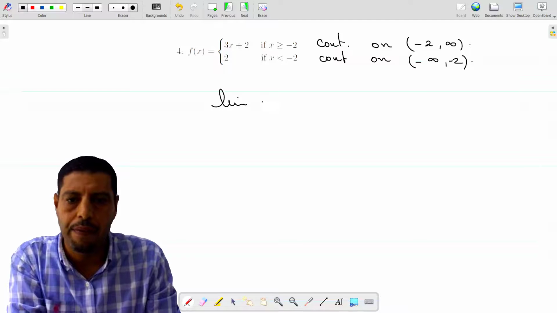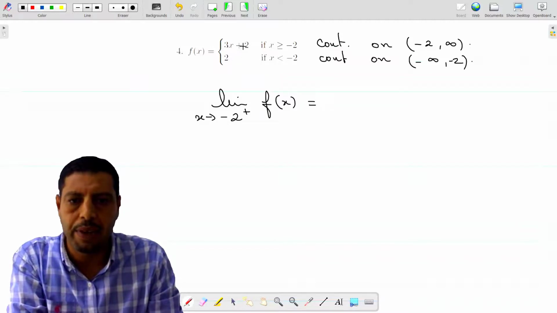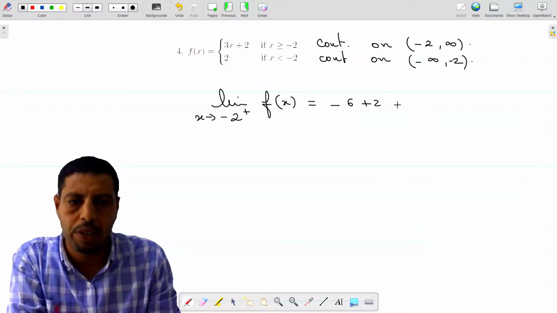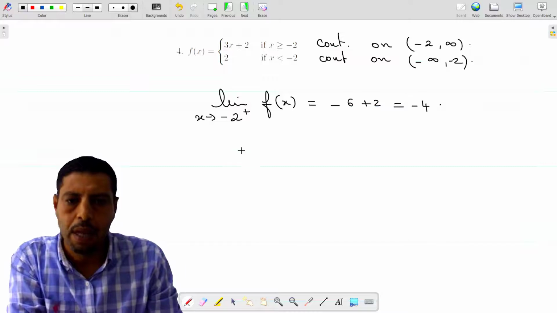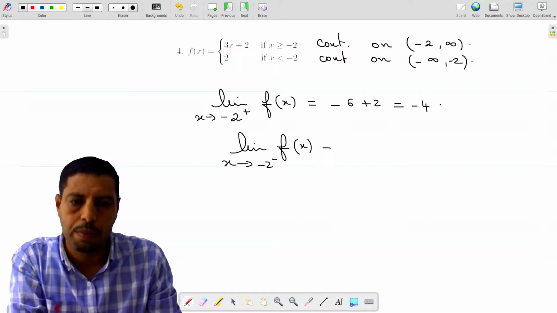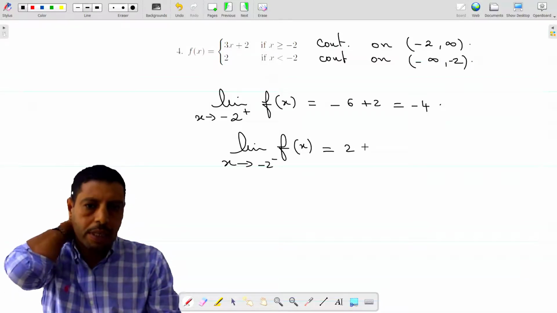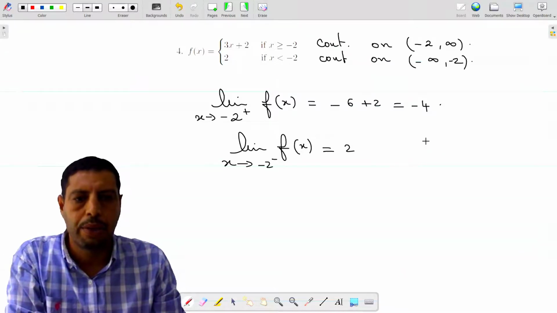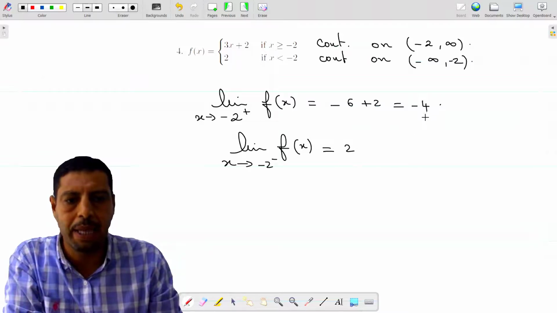The limit of f of x as x approaches negative 2 from the right is given by the first expression. So we replace x by negative 2. We're going to find negative 6 plus 2, which means negative 4. The second limit here, as x approaches negative 2 from the left, is given by the second expression, which is 2. So here we found two different one-sided limits.